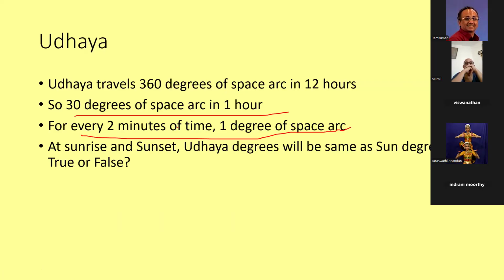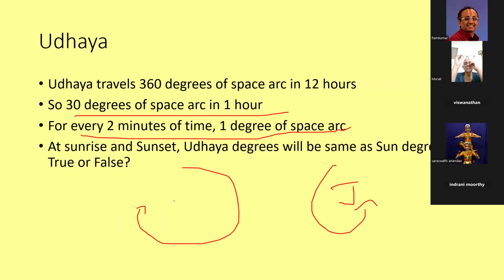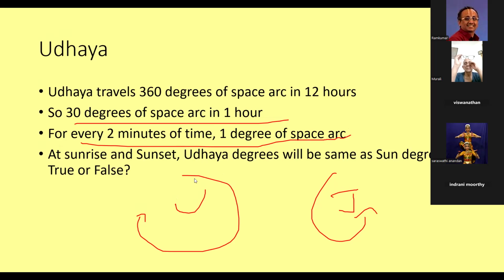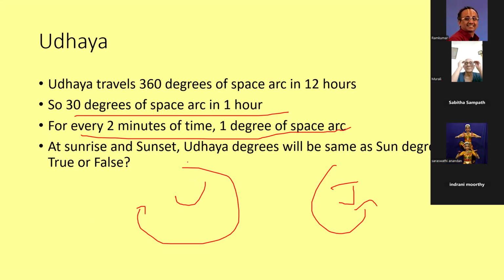But what is the difference? Udaya will travel zodiacally. Janma Grahas travels anti-zodiacally. That is the difference, right? Now, where was the Sun today morning? So today morning Sun is in Mithuna, right? Mithuna. So at sunrise the Udaya would be at Mithuna.